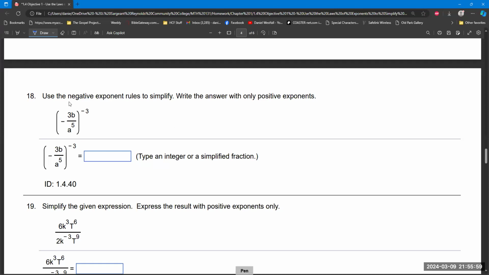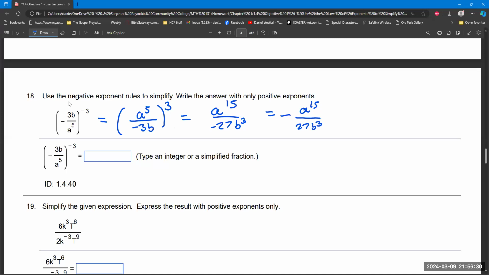So we're going to make this negative 3b to the third power. So we'll just take the reciprocal right now. And so that's going to be a to the 15th. Negative 3 to the third is a negative 27. b to the third. Let's pull that negative back out front. There we go. And there's our final answer.